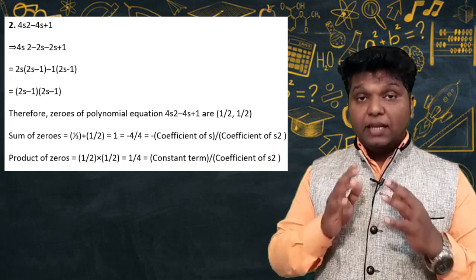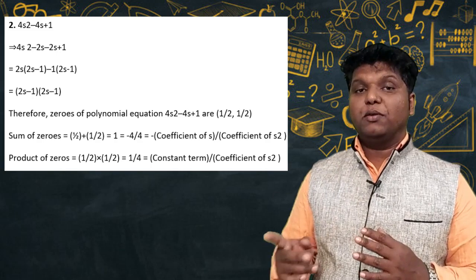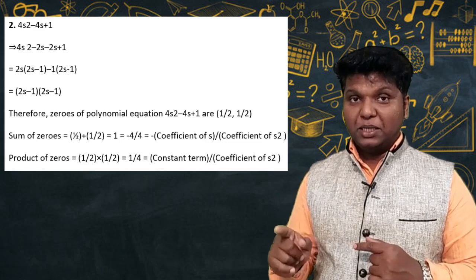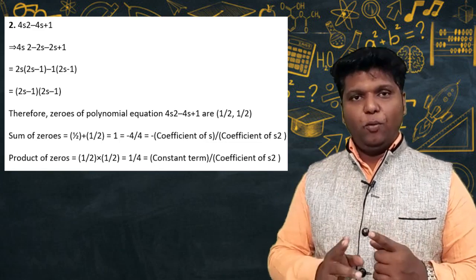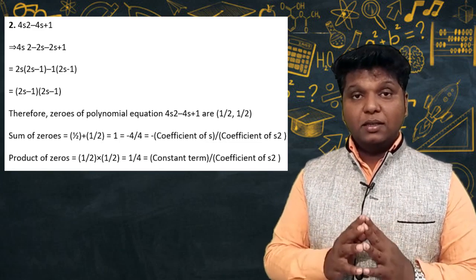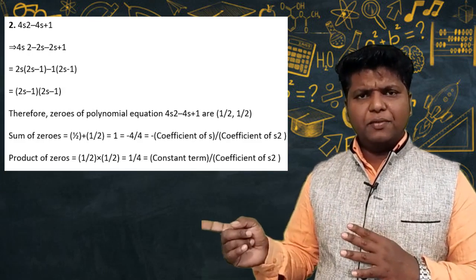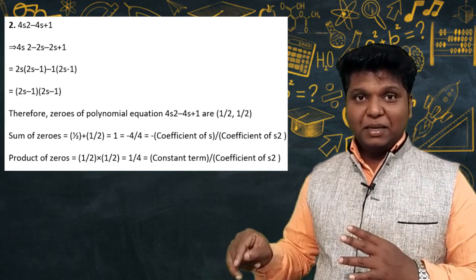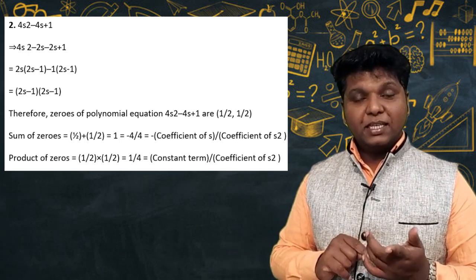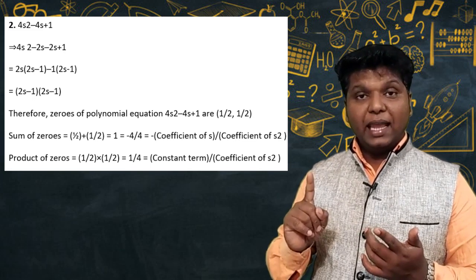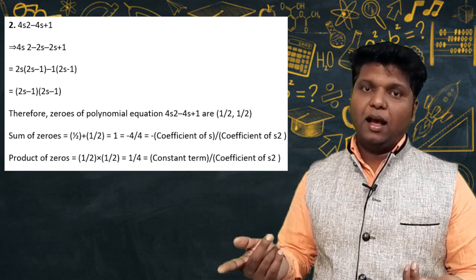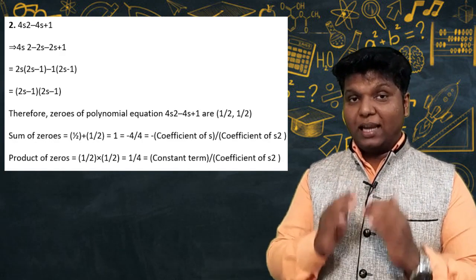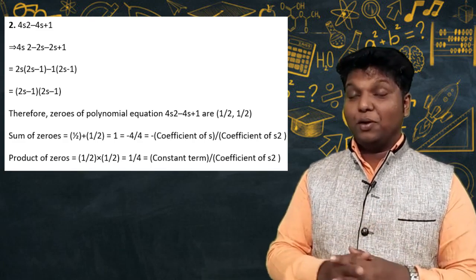What about alpha beta? Here alpha is equal to 1 by 2 and beta is also equal to 1 by 2. So we can write alpha beta is equal to 1 by 2 into 1 by 2. That is equal to 1 by 4. The product of the zeros is 1 by 4. Let us verify whether it is the same. What was the product of zeros? It is c by a. Here what is our c? It is 1. What is our a? It is 4. So 1 by 4. Yes, it's verified. So this is how you have to verify whether you got the correct zeros.